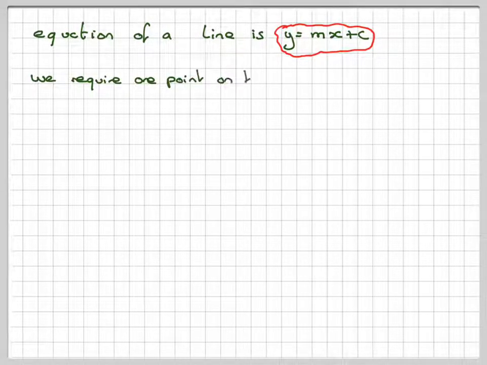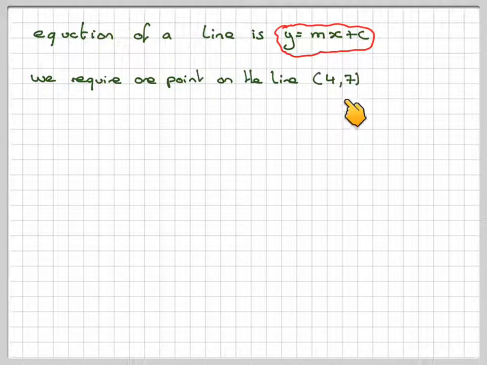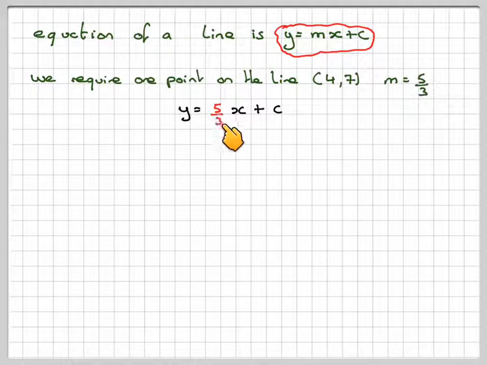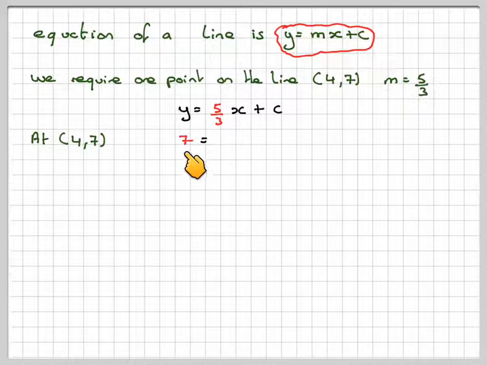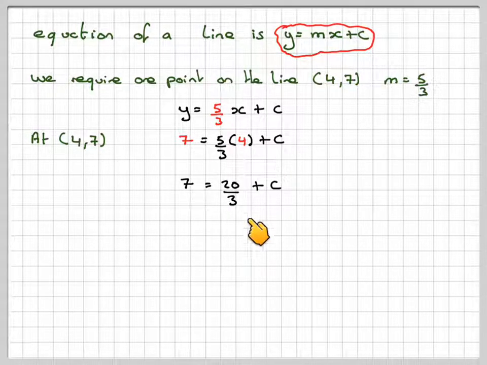We require 1 point on the line, which I'm going to use (4, 7) this time, as opposed to the first one, which has negative numbers in it, and a gradient which we just worked out to be 5 over 3. So my equation of my line is y is equal to 5 over 3 x plus c, but I know when y is 7, x is 4. So 7, make sure you put them around the right way, is equal to 5 over 3 times 4 plus c. 5 times 4 is 20, so we've got 7 is equal to 20 over 3 plus c.